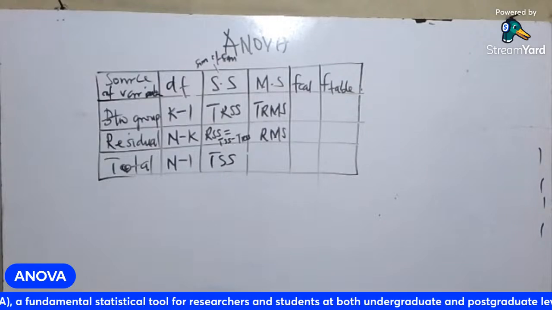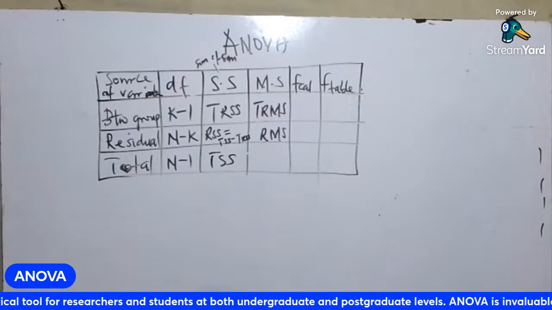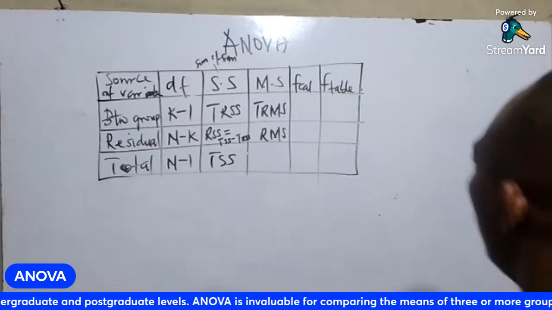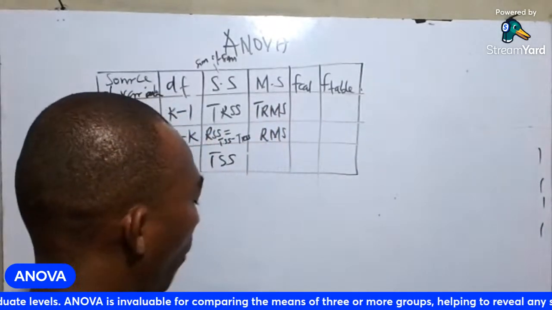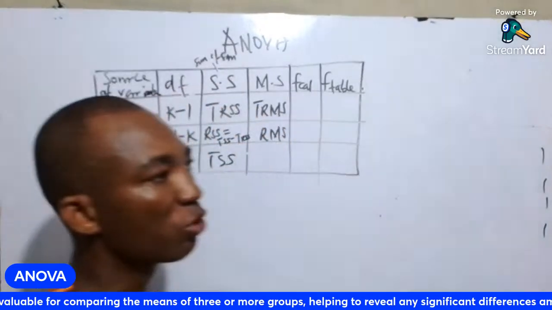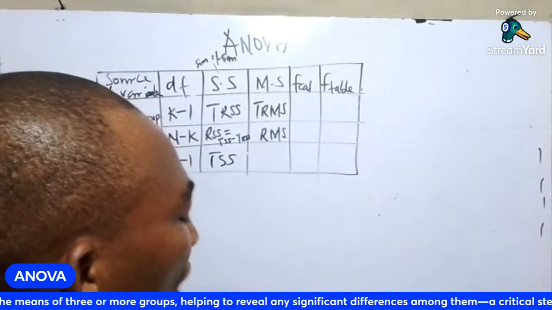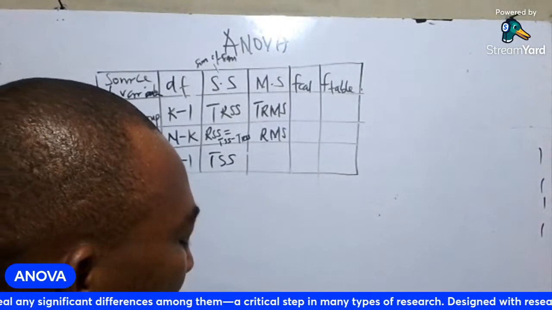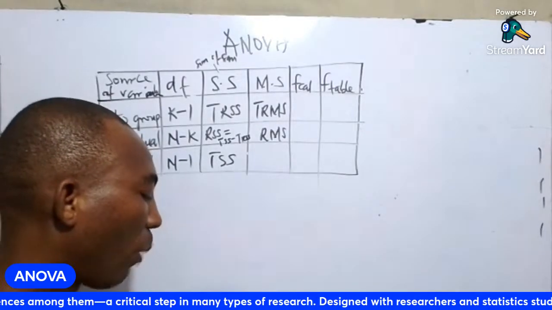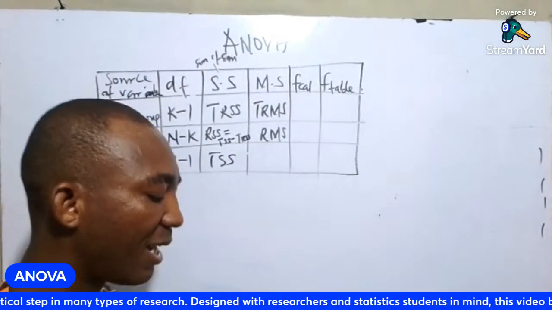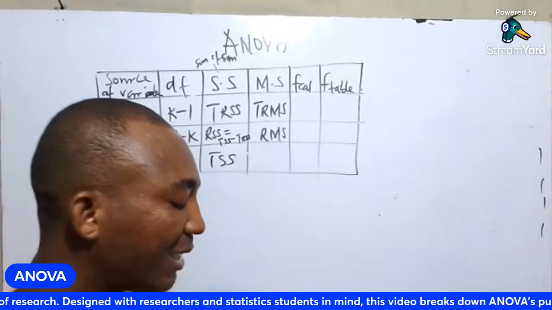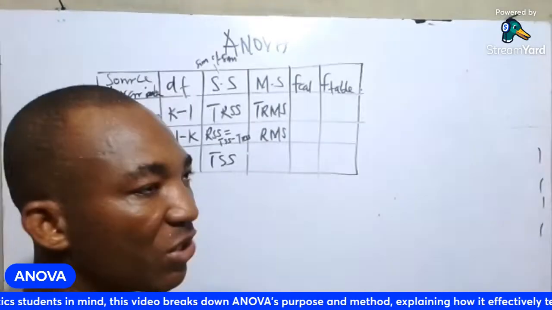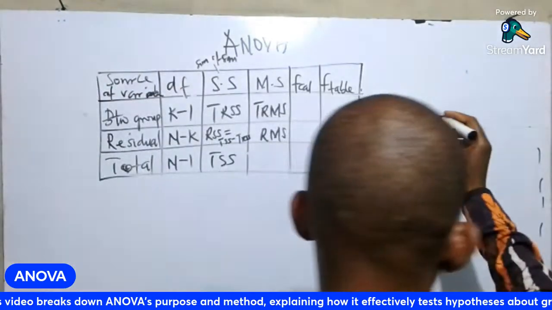So let's see the procedure now. Let me put a question on the board for us. Then we'll look at it one after the other. Suppose a test is administered to 3 randomly selected groups of students in a large university, majoring in physics, chemistry, and biology. So they were majors. Look at them.